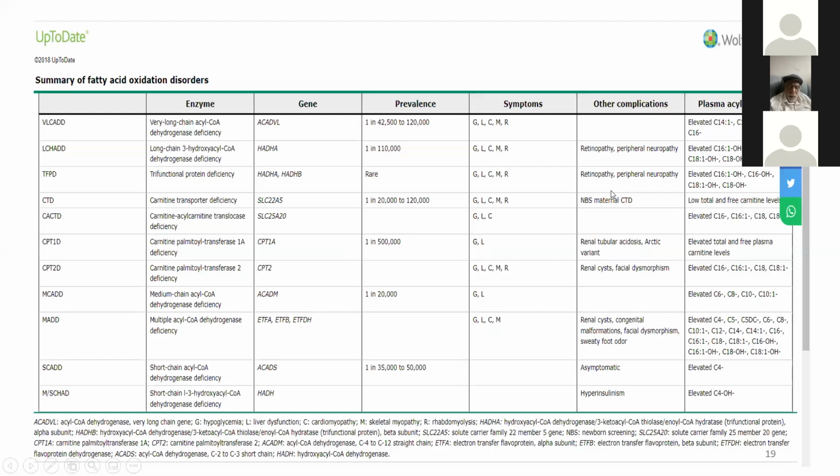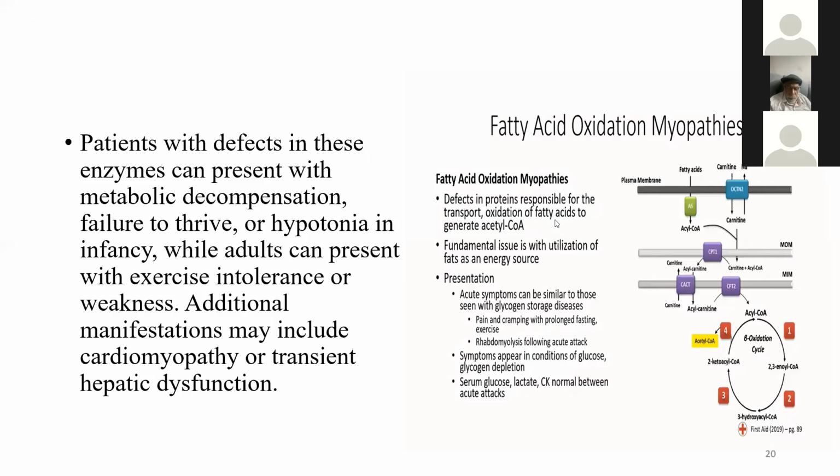Here, how can we diagnose? We can diagnose by the pattern. The pain comes later in exercise. This is the first. Second, the acetyl coenzyme A is elevated because it cannot enter the cell. Defect in protein responsible for transport oxidation of fatty acids to generate acetyl-CoA. The fundamental issue is the utilization of fat as the energy source.